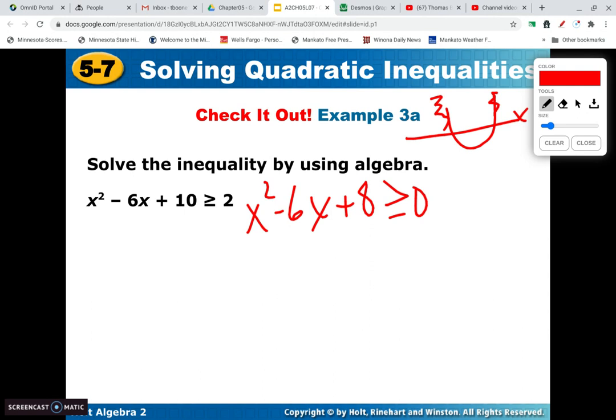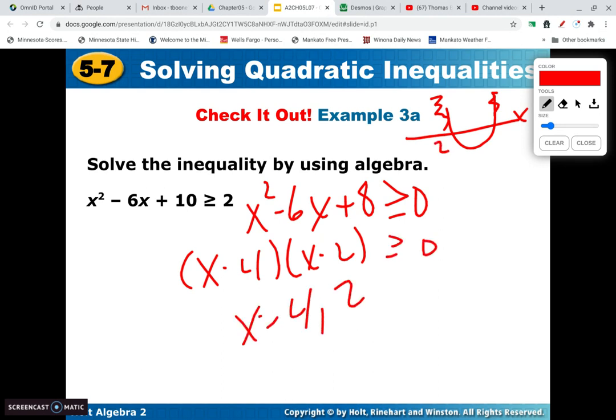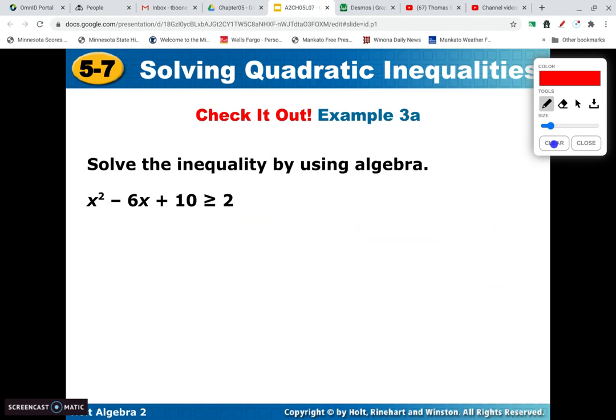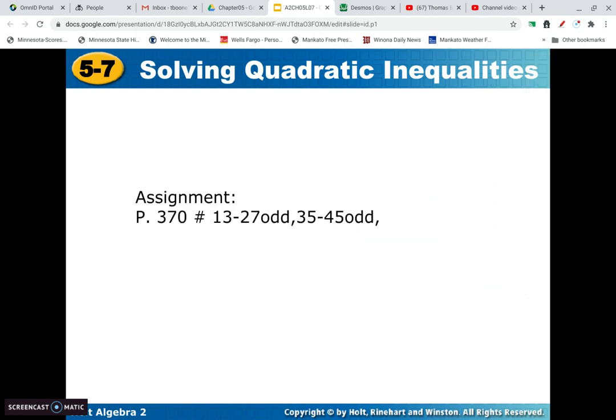So this is going to be the disjunction here. Let's factor: x minus 4, x minus 2. Those are two numbers that multiply to 8 but add to negative 6. So our zeros are going to be 4 and 2. Our solution is when x is less than or equal to 2, or when x is greater than or equal to 4. So algebraically we can solve it. We can also use the calculator to do that as well. All right, so there we go. Try a few of those. That's 5-7. Until next time, I'm Mr. Boone.